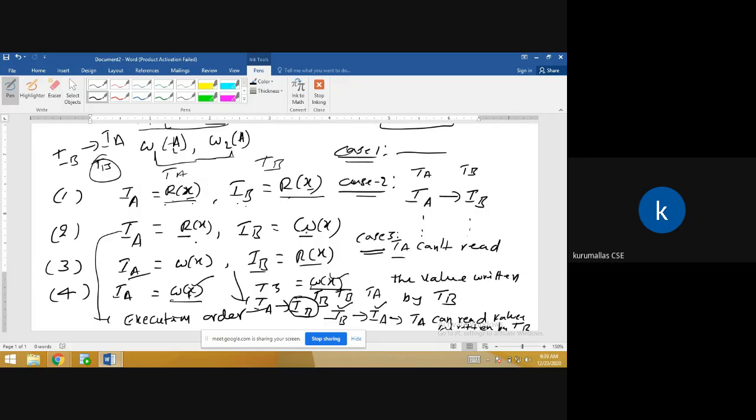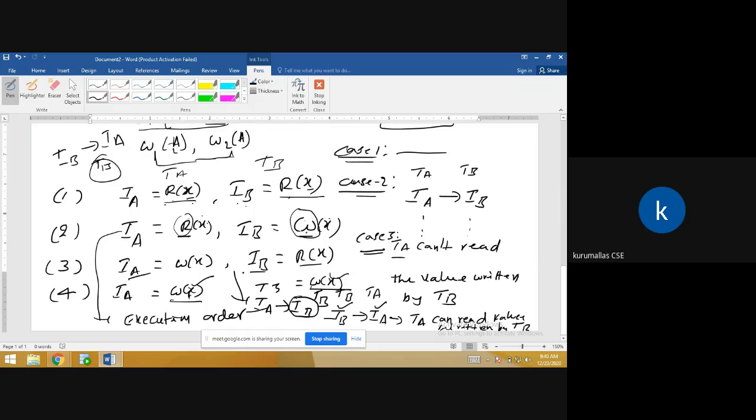So here two instructions IA and IB are said to be in conflict when two different operations are performed on the same data item. Here, read and read are two different operations performed on the same data item, which is called X. This is one conflict. The second one is that at least one write operation is involved in the schedule. That is also one of the conflicts.